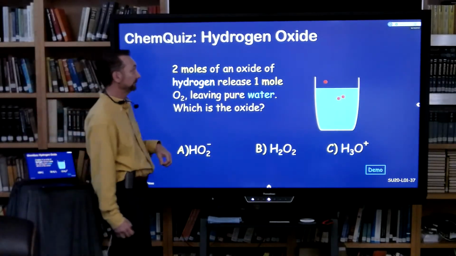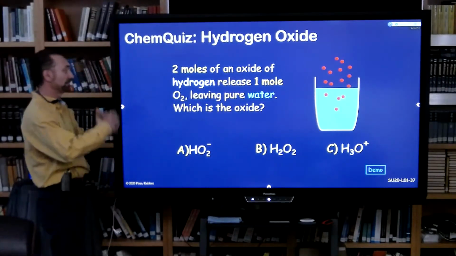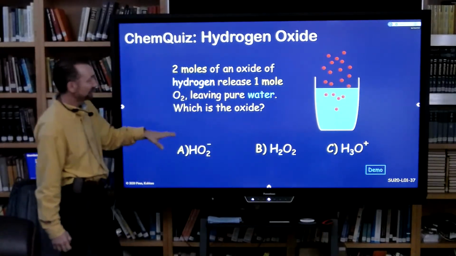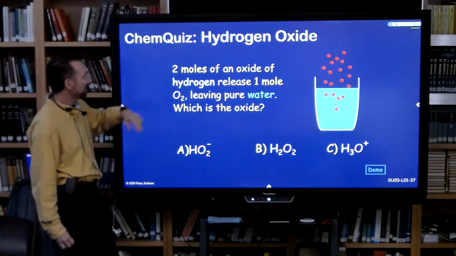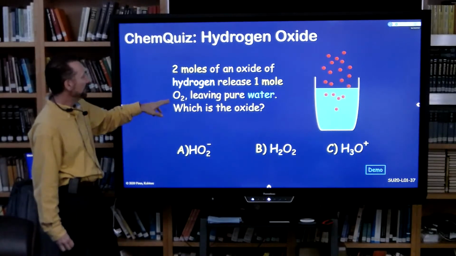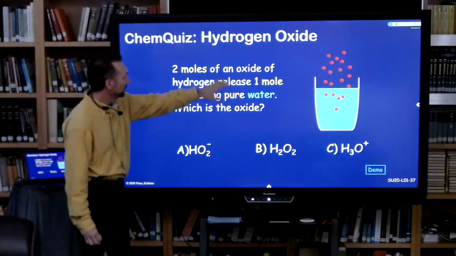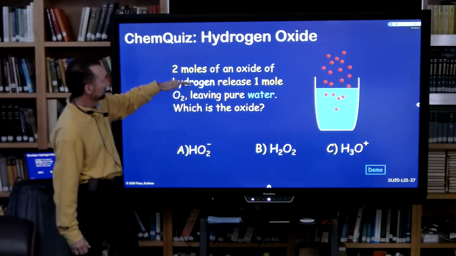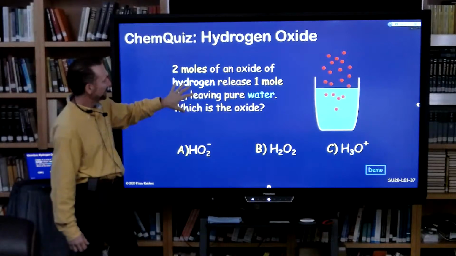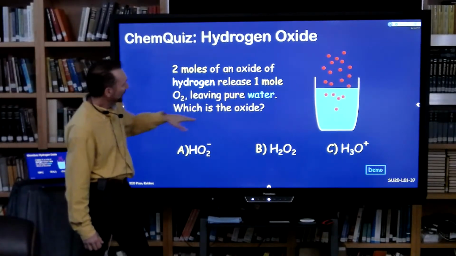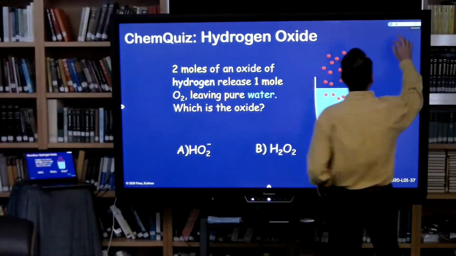Okay, so now let's try it. How are we doing? 2 moles of an oxide of hydrogen, so some oxide of hydrogen, has just hydrogen and oxygen in it. Release a mole of oxygen and leave behind pure water. With that information, this ratio of boxes of particles and numbers of particles, so no mass this time, which is the oxide if you know this information? So think about that for a minute.